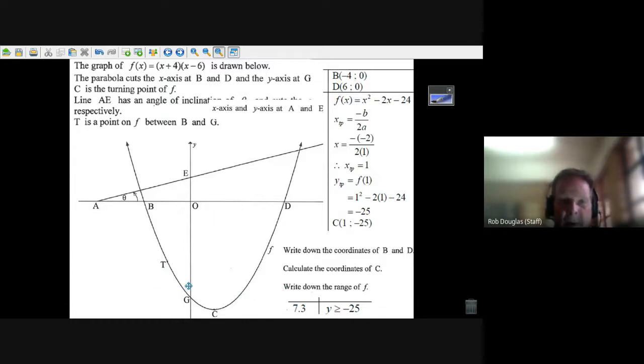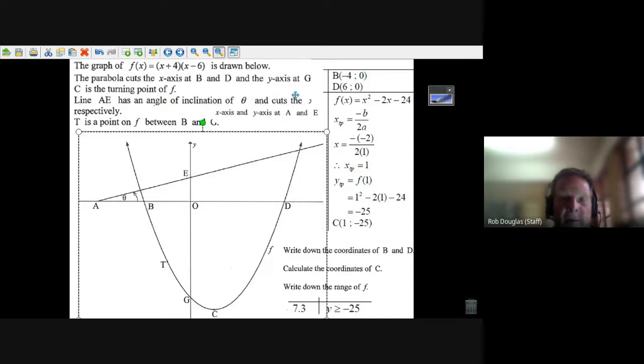Okay, the first question. Write down the coordinates of B and D. Well, that is so darn easy, because those are x-intercepts. So if you know they're x-intercepts, then you let y equal 0. What would make y equal 0? Well, x is 6, or x is minus 4. They asked for coordinates, so I have to write it: 6 and 0 is D, and minus 4 and 0 is B.